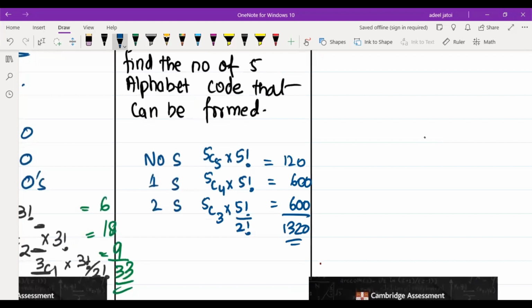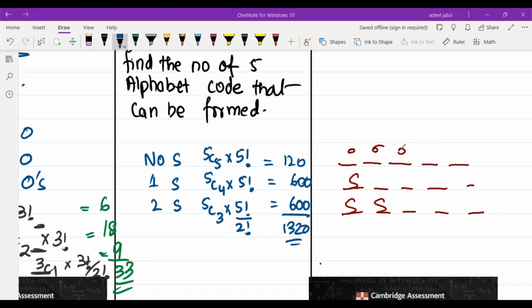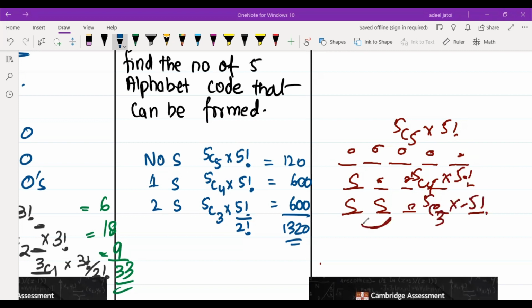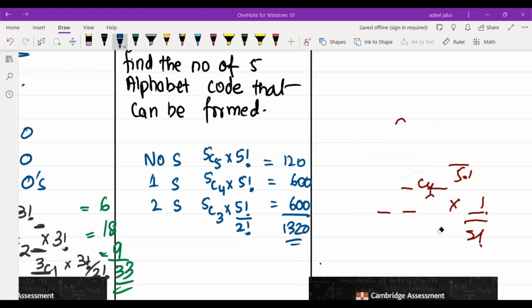You need to be very clear that in the 5-letter code word, here you have no S, here you have one S, here you have two S. Out of the 7, there should be 5C5 into 5 factorial. Since you need 4 alphabets, 5C4 into 5 factorial. Here you have 3, 5C3 into 5 factorial, since 2 S's are there, upon 2 factorial, for repetition of 2 S's. So we will be taking down the values such as 120, 600, 600, which will give me the total of 1320.